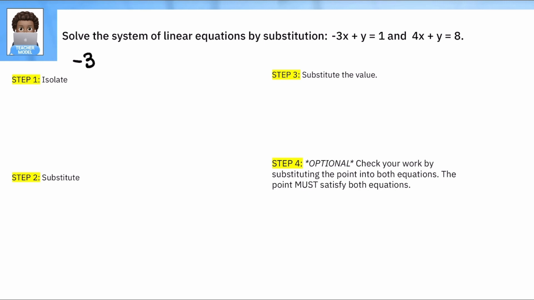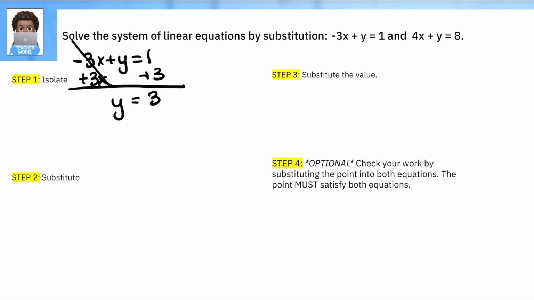So I'm going to take negative 3x plus y equals 1, and I'm going to do this. y is equal to 3x plus 1. Why am I doing that? Because I want to be able to substitute for y. So now watch what I'm going to do. I'm going to sub for y.